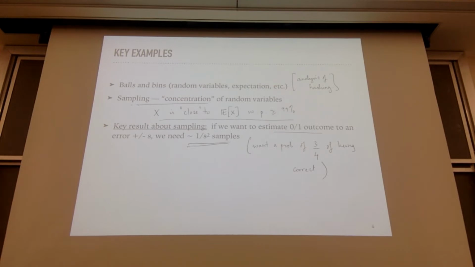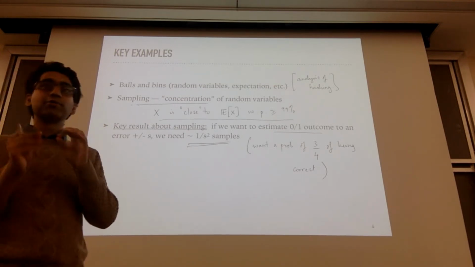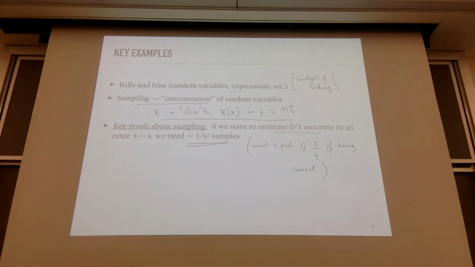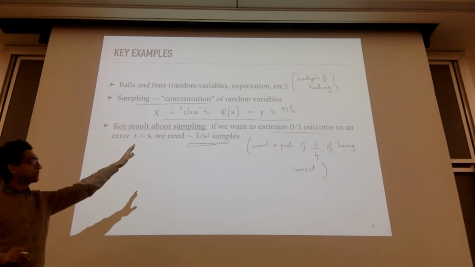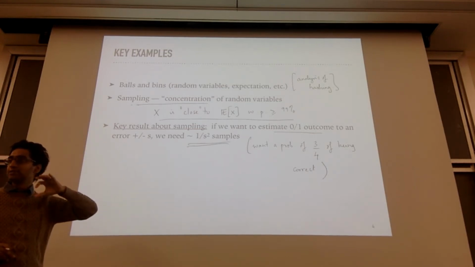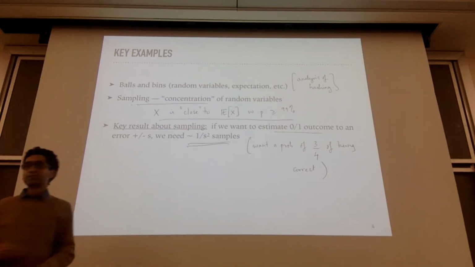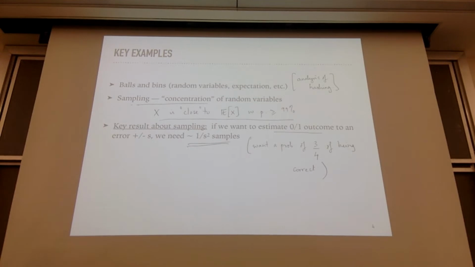So if you are estimating just a 0-1 quantity and you want to estimate the fraction of ones, and let's say your true fraction of ones was 0.4, and you wanted to estimate this number 0.4 up to a plus minus epsilon accuracy, then you need something like 1 over epsilon squared samples. And this just comes out of the Chebyshev calculation that we saw last time.